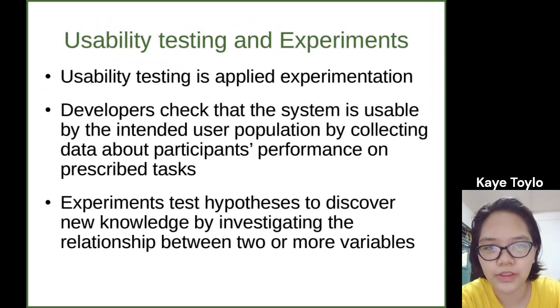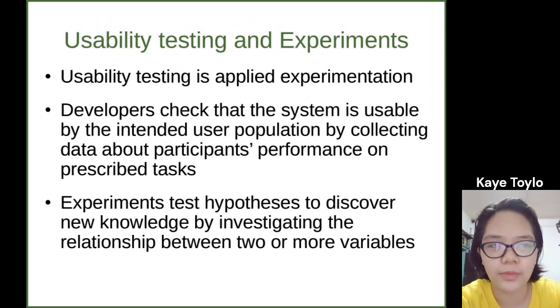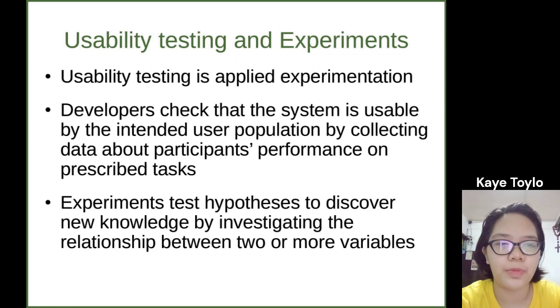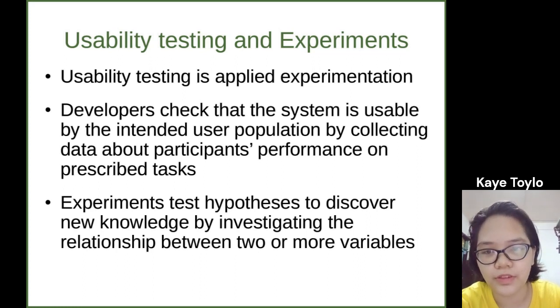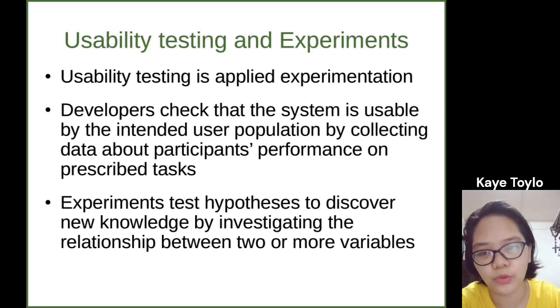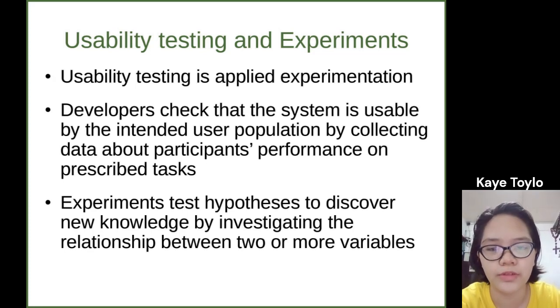What are usability testing and experiments? Usability testing is applied experimentation. Developers check that the system is usable by the intended user population by collecting data about participants' performance on prescribed tasks. Experiments test hypotheses to discover new knowledge by investigating the relationship between two or more variables.